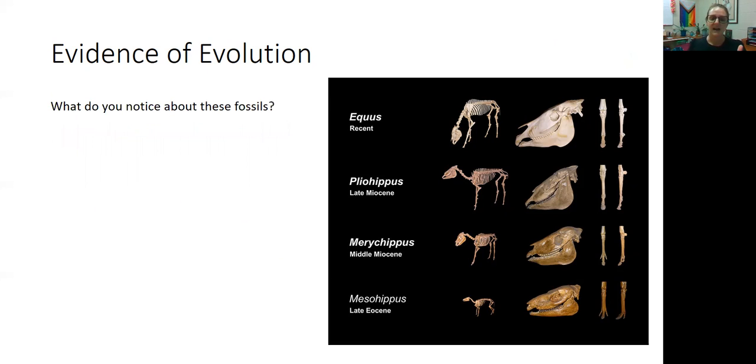So for example, the skeletons you see here are of the different types of horses. And I want you to think, what do you notice about how these fossils change over time? They do look like they slowly change as a progression through time, right? Starting with Mesohippus, moving to Merychippus, Pliohippus, Equus. But what changes happen? What do you notice?